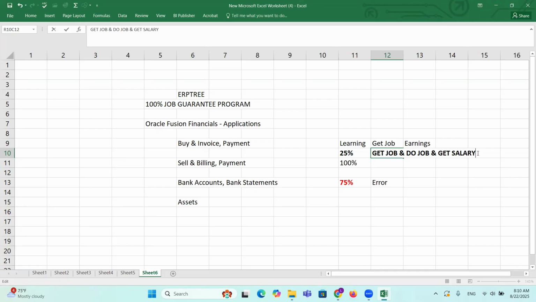Getting a job is not great news. Doing the job is a very, very important thing. If you are capable of doing the job and you get the job, that makes a lot of sense. If you are not capable of doing the job, but you are getting the job, that will create a big disaster in your career. So getting salary is secondary. You will get many other things in your life.